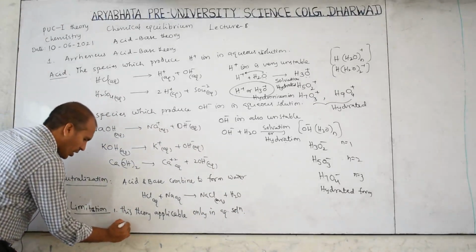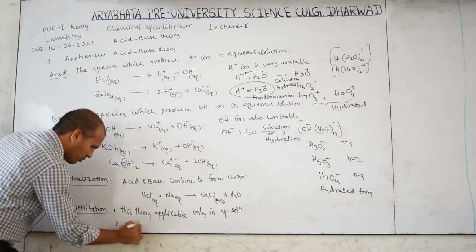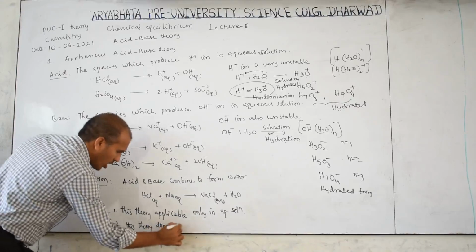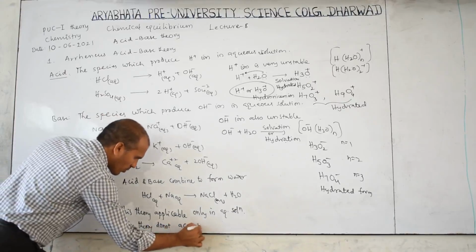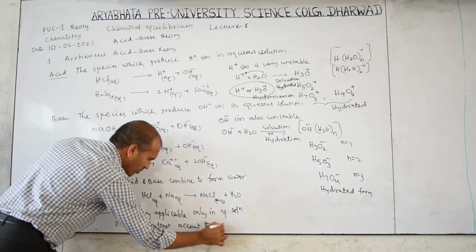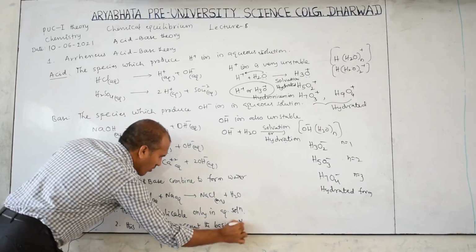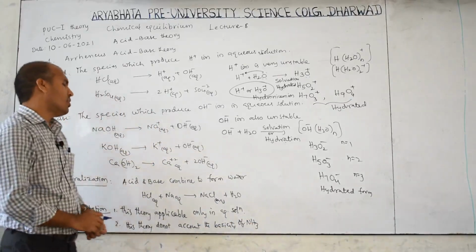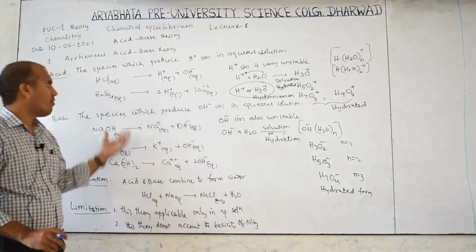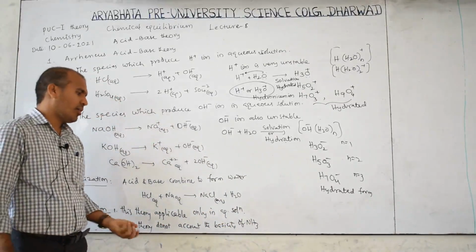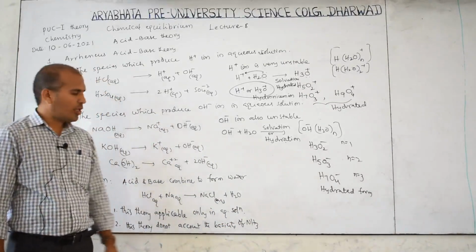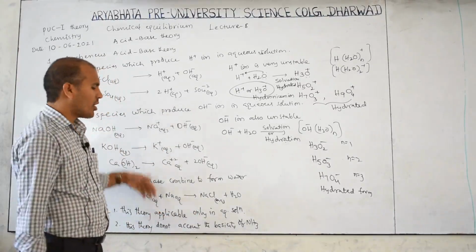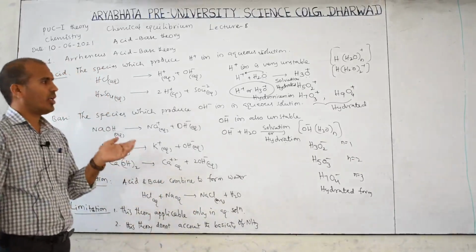Second, this theory does not account for the basicity of ammonia. Actually ammonia is a base, but this theory does not explain the basic nature of ammonia, because it does not produce OH minus ion in aqueous solution. Therefore it is not a base according to this theory, but it is a base according to other theories.